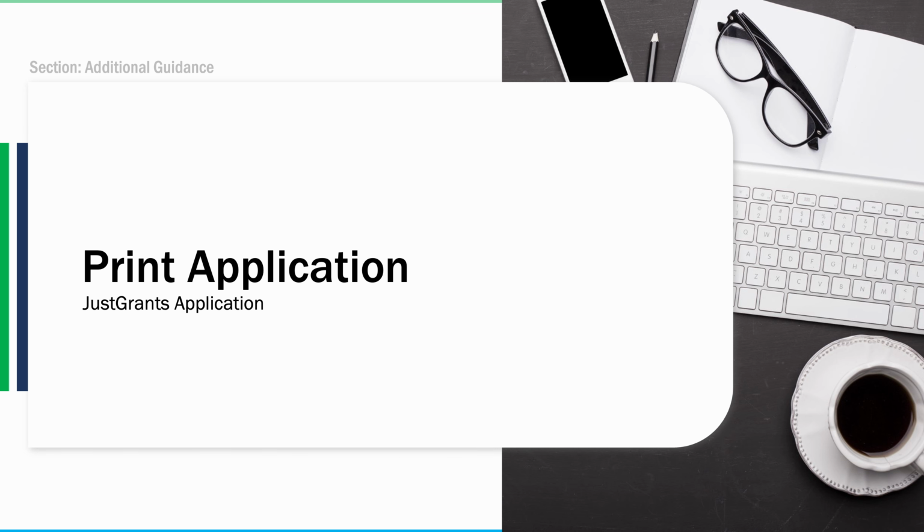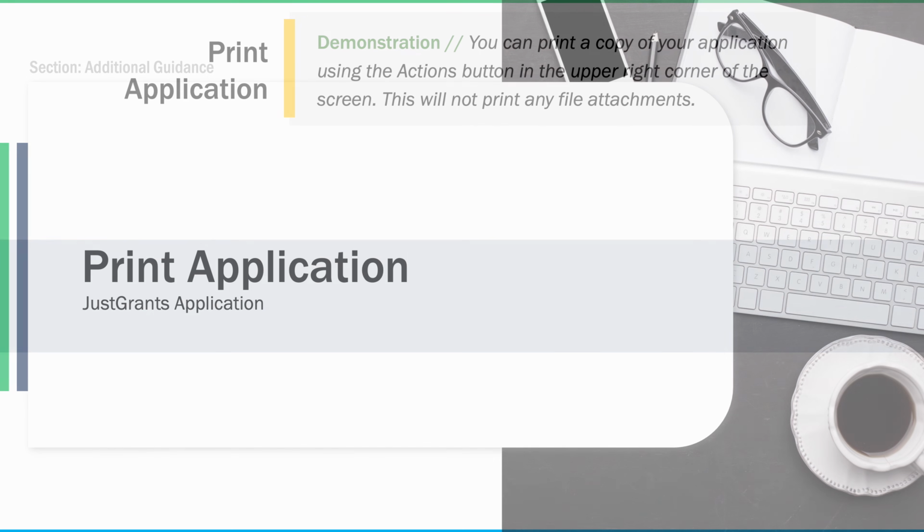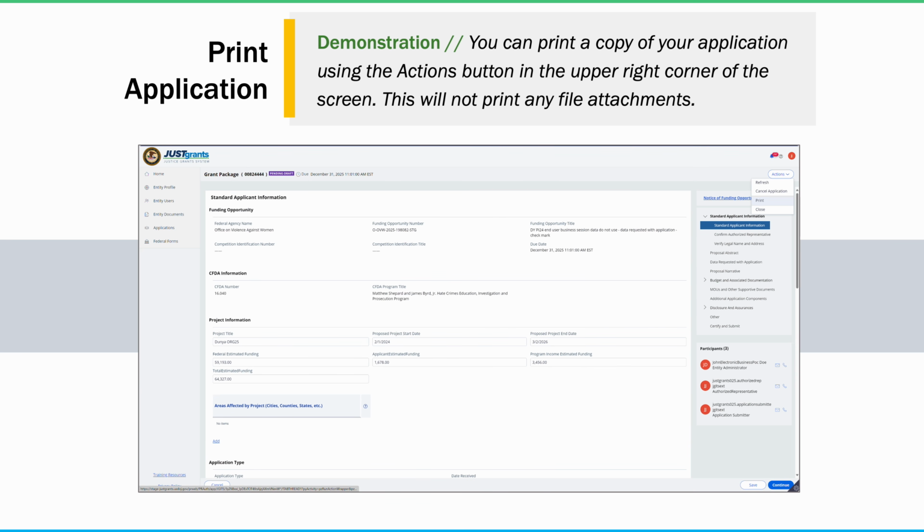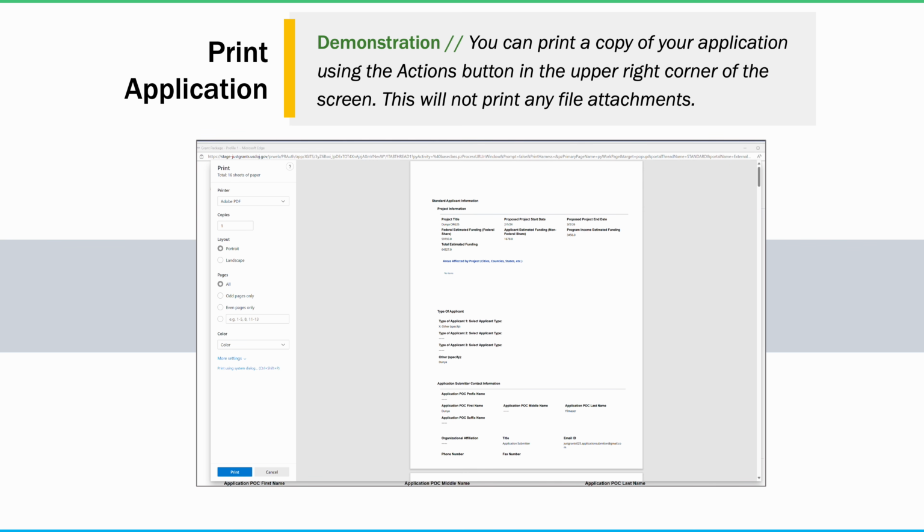If there are others who need to review the application before or after it is submitted, you can use the option to print your application in PDF or hard copy. To print a copy of your application, open the Actions button in the upper right corner of the screen and select the Print option.